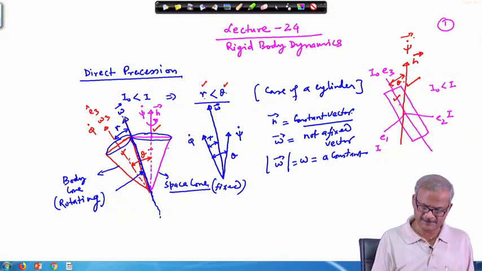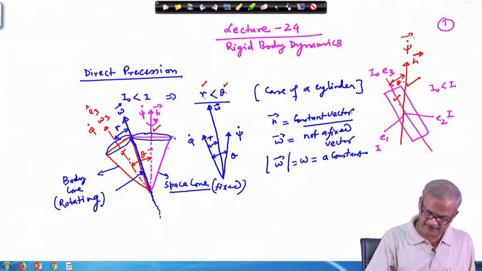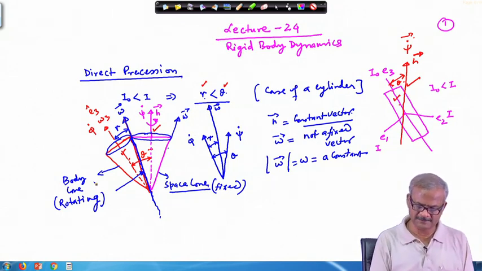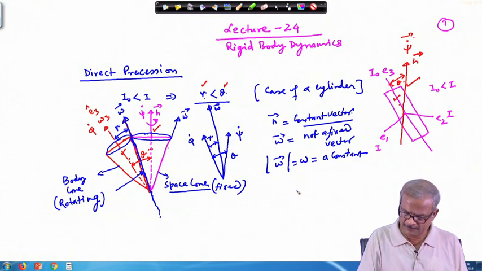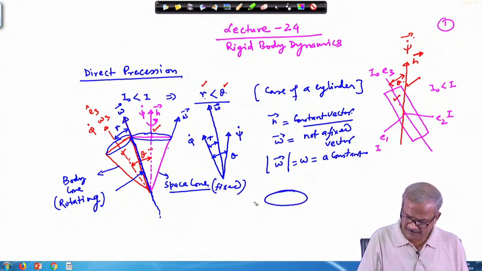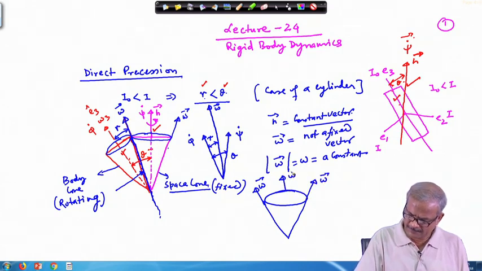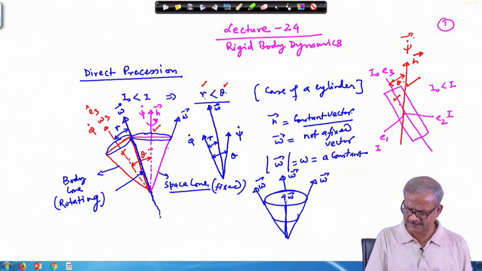How is the vector direction changing? You can see that right now it is here, after some time this omega will come here in this place. Sometimes it will be here, in the opposite direction and so on. All the cases I cannot show on this figure, but if this is your space cone, omega lies along this direction, sometimes it will be here, sometimes it will lie on this surface like this. So, it is rotating continuously, all the way from here to here.